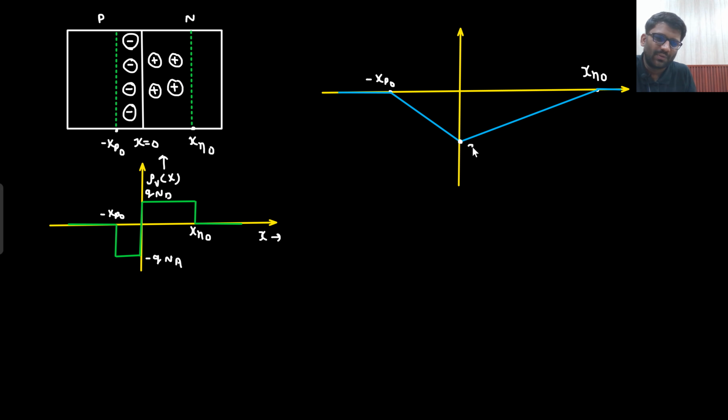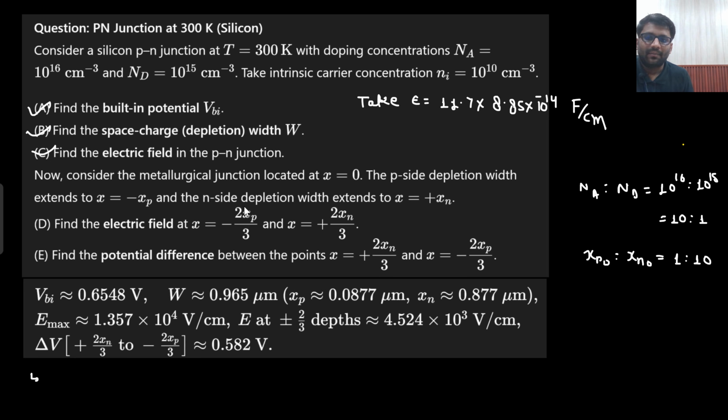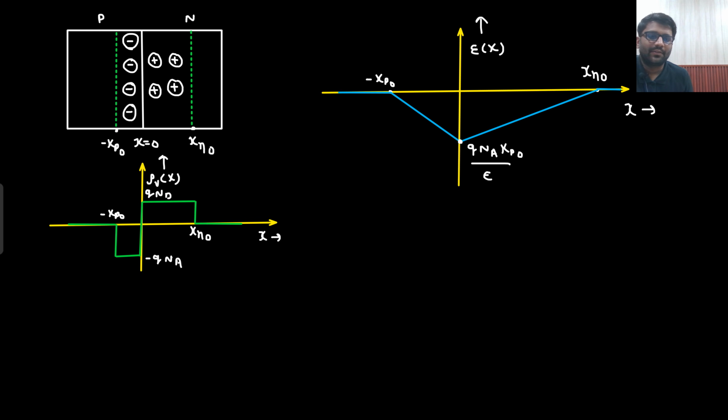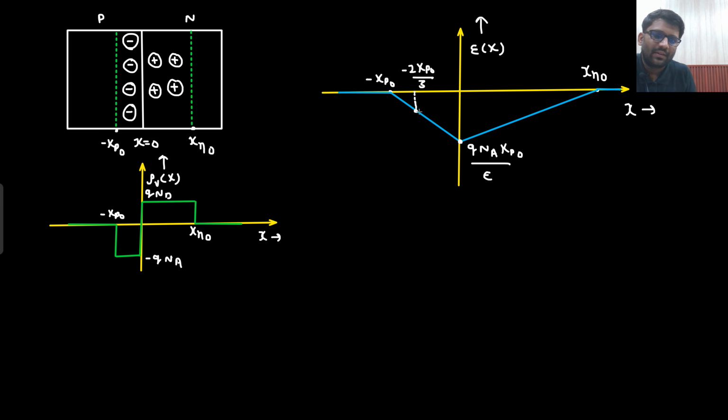So integration would throw, this value would become QNA XP node divided by epsilon. Why divided by epsilon? Because you know that this is my electric field versus X. Okay. So where you need to find out the electric field this time? I need to find out the electric field at minus 2xp by 3. So where will be my minus 2xp by 3? Here will be my minus 2xp by 3. At this point, I need to find out the electric field.